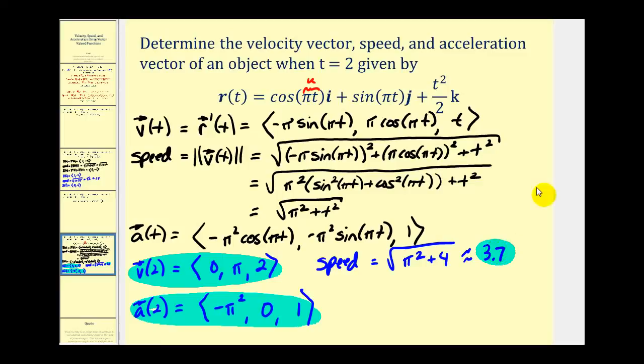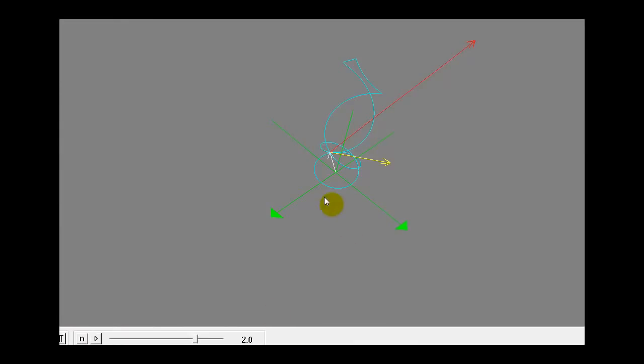Let's go and take a look at this graphically as well. Okay, so what we're seeing here in light blue is the space curve defined by the position vector valued function. In gray we have the vector that traces out the curve. In yellow we have the velocity vector, and in red we have the acceleration vector. And right now it is set where t is equal to 2, so this yellow vector is our specific velocity vector that we found, and this red vector here is the specific acceleration vector that we found.